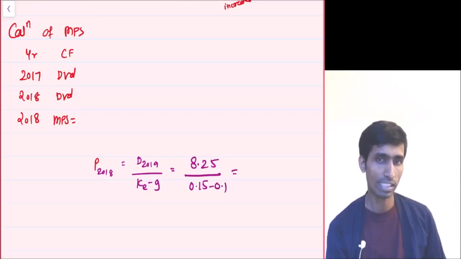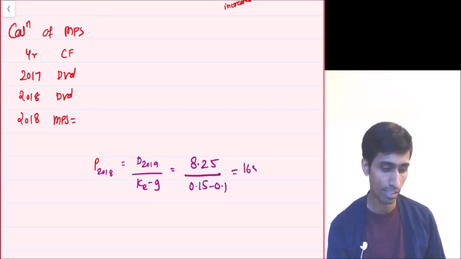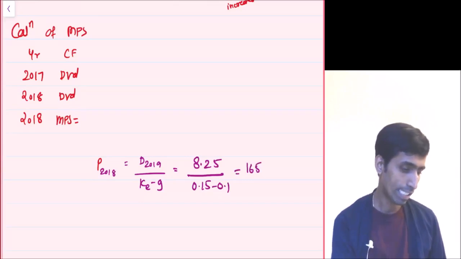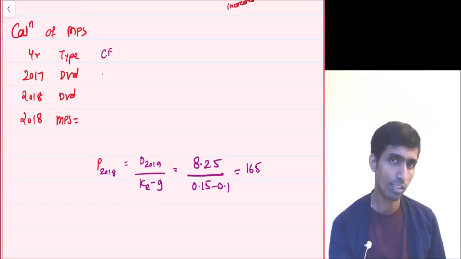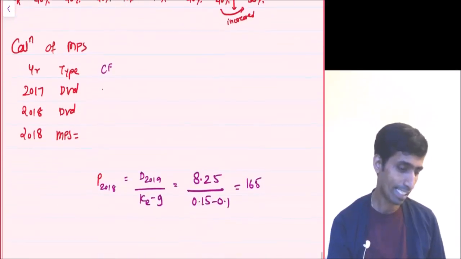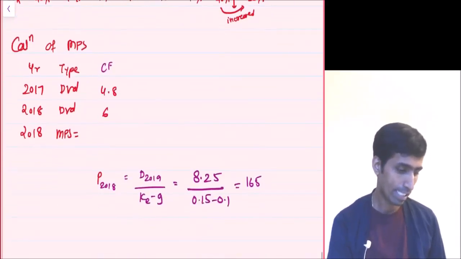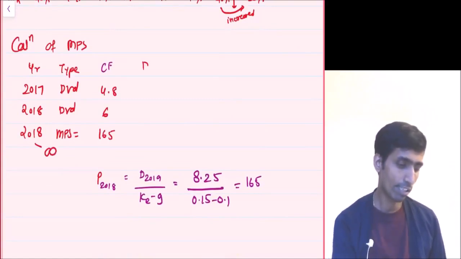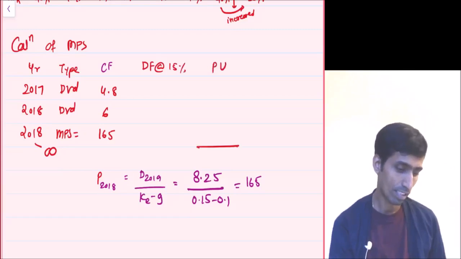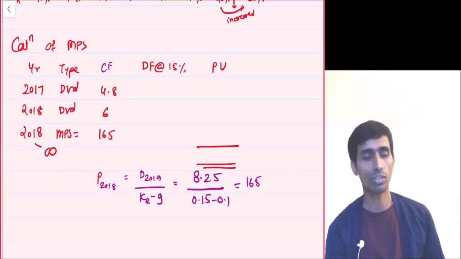So my 2018 price comes to 165. Here let's say my dividend amount is, I should not have written cash flow here, I should write type, or nature. So cash flow is 4.86, and this is 2018 to infinity, it is 165. Discounting factor is 15%. I'll calculate present value. So this is how I will do.